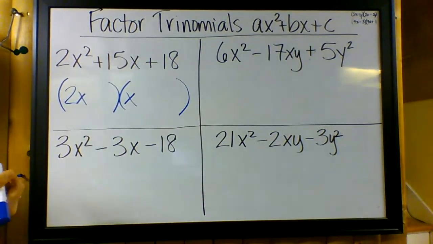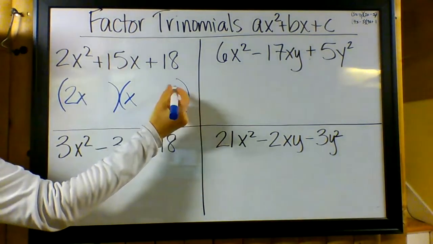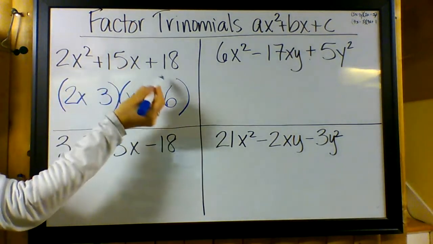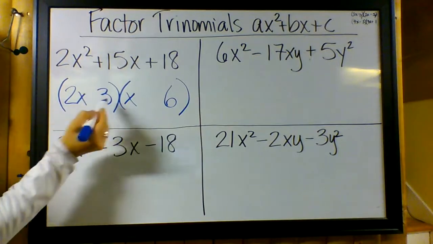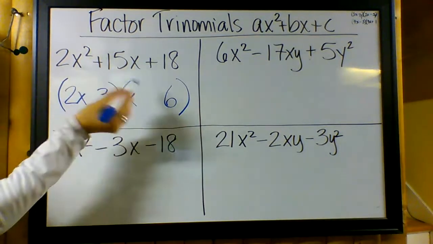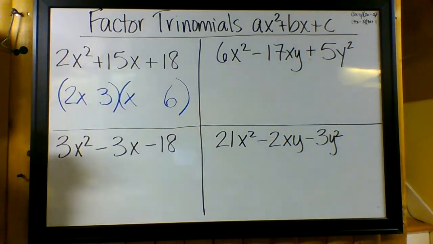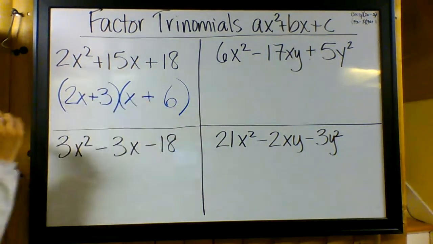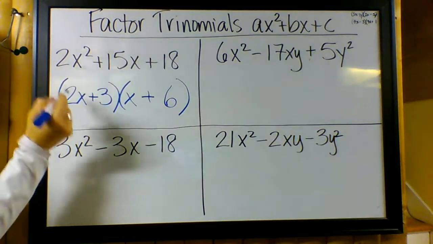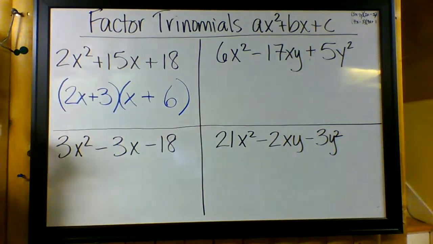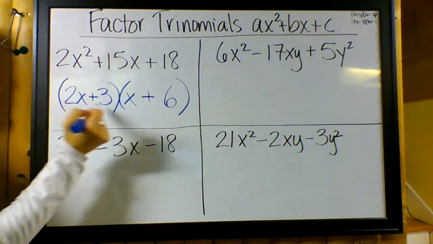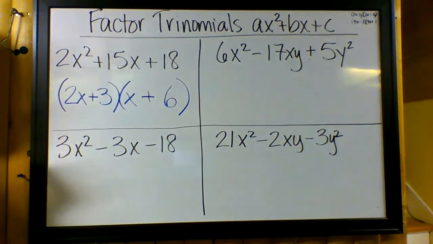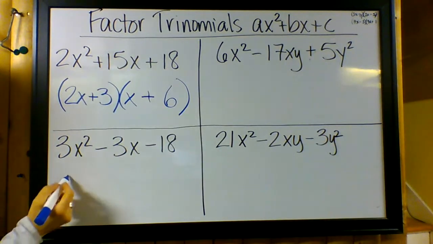How about 3 and 6? That looks promising. If I put a 6 here and a 3 here, then 2x times 6 is 12x, plus 3 times x is 3x. So if I put pluses here, then this works. 2x times x is 2x squared. 12x plus 3x is 15x. 3 times 6 is 18. You see that? Great.